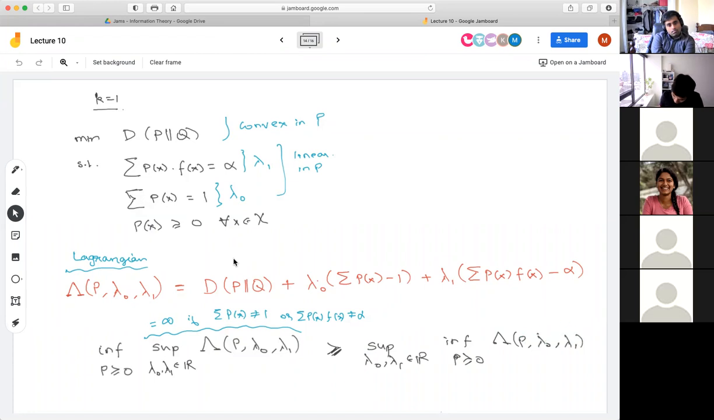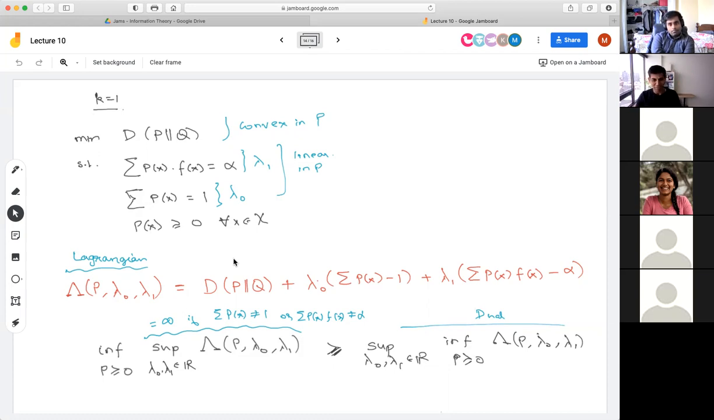Which is referred to as the dual program. Now, this is lower bounded because earlier my job was to find a P such that the quantity is minimized no matter what lambda 0, lambda 1 you choose. So I have to kind of anticipate everything you could have done.